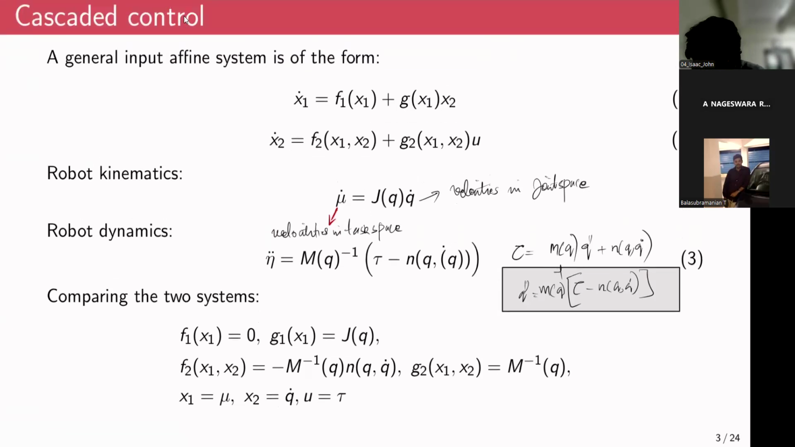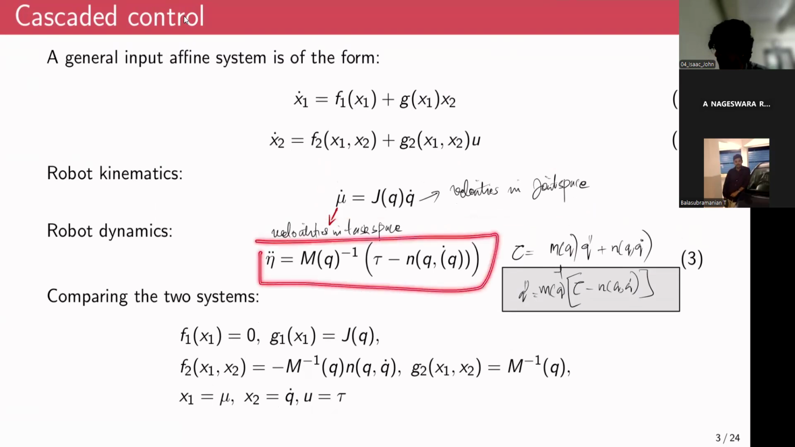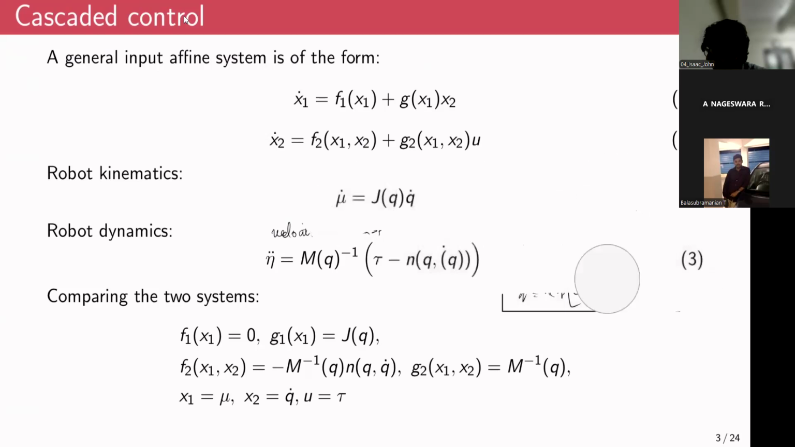Okay, so where were we? Yeah, so the first equation number 2 basically depicts the velocities in joint space, and the second equation also depicts the acceleration, from the dynamic equations of motion. So how can you relate that with the general input affine form?